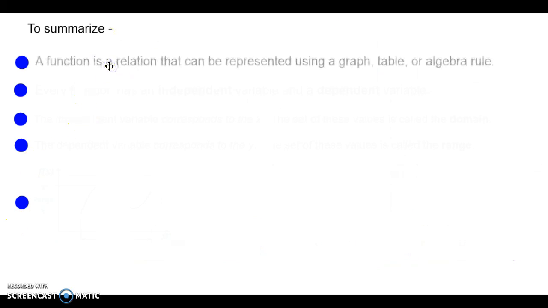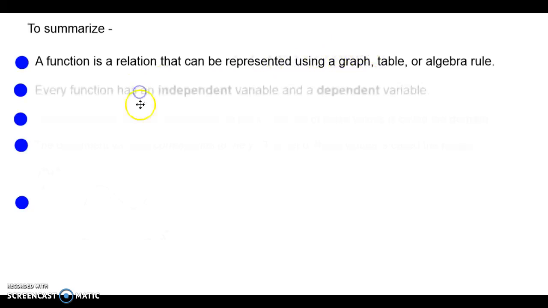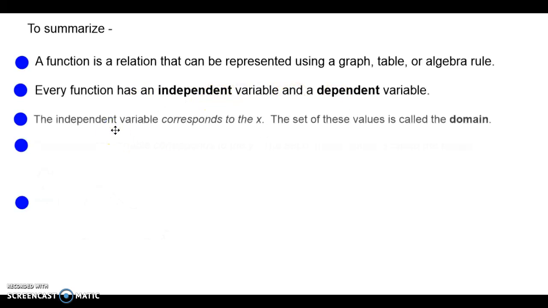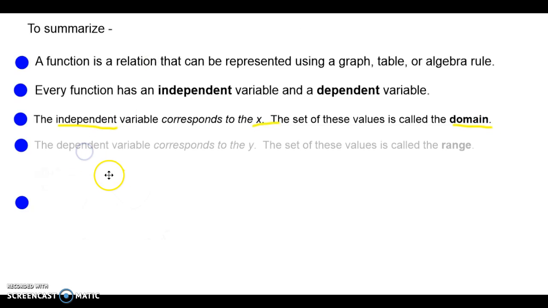So just to recap what we've talked about today, a function is a relation. You can represent it using a graph, a table, or an algebra rule. Today we focused on the graph part. Every function has an independent variable and a dependent variable. The independent variable corresponds to the x, and this is called the domain. Our next thing is the dependent variable, and that corresponds with the y. So dependent goes with y, and this is called the range.